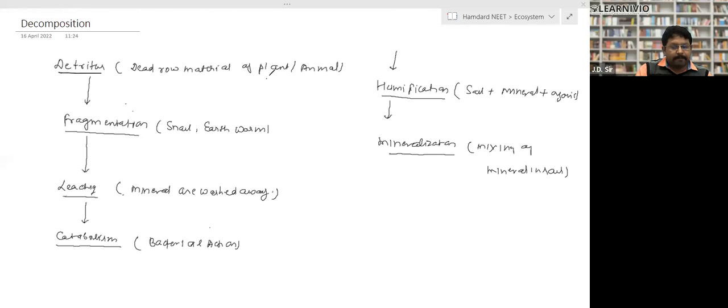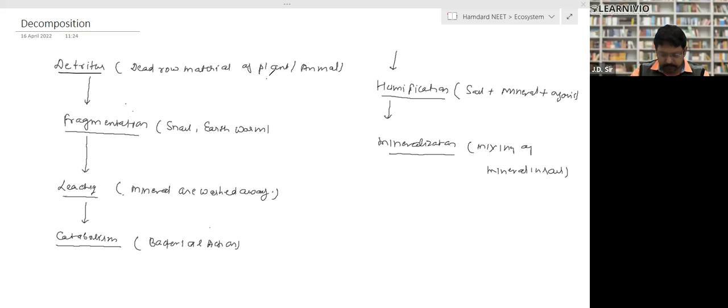It is the raw material for the starting of the decomposition process.